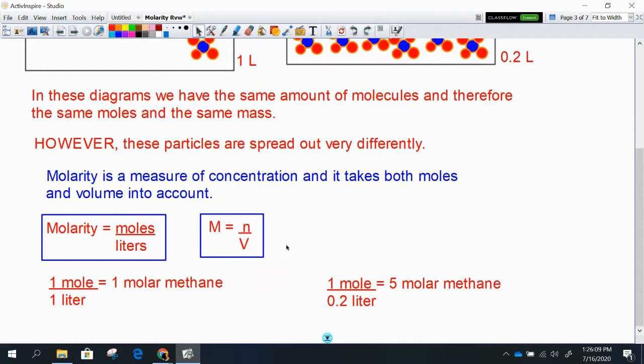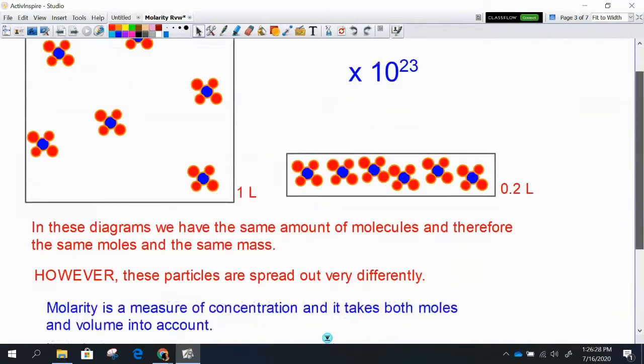Now, one key thing here that I didn't emphasize enough, and for those of you who are writing things down at home, molarity is in liters. Molarity is moles per liter. Okay? And so I calculated the molarities of these two methanes up here.